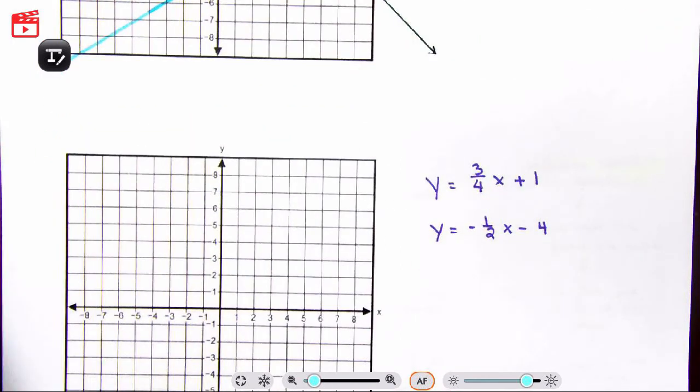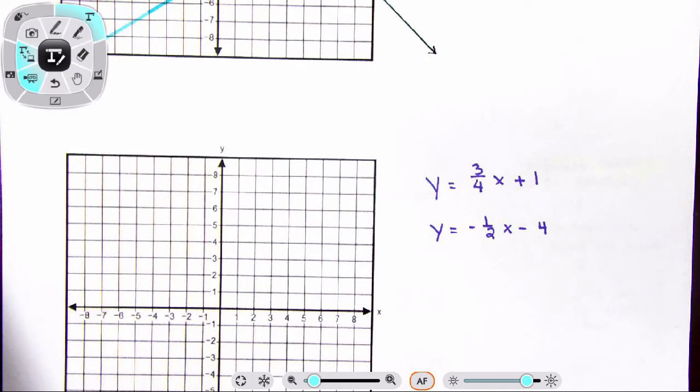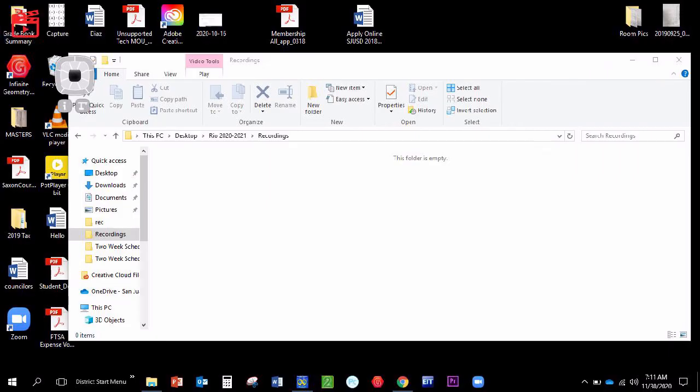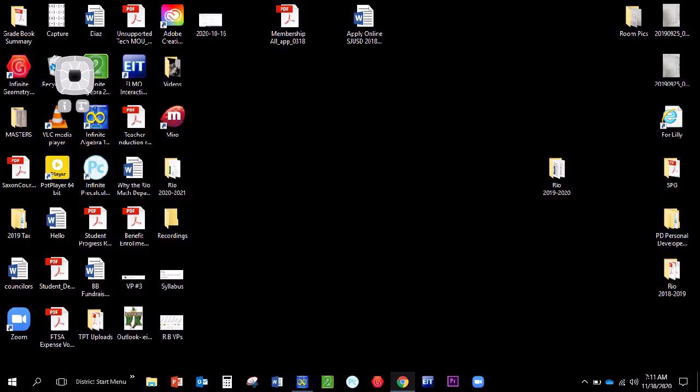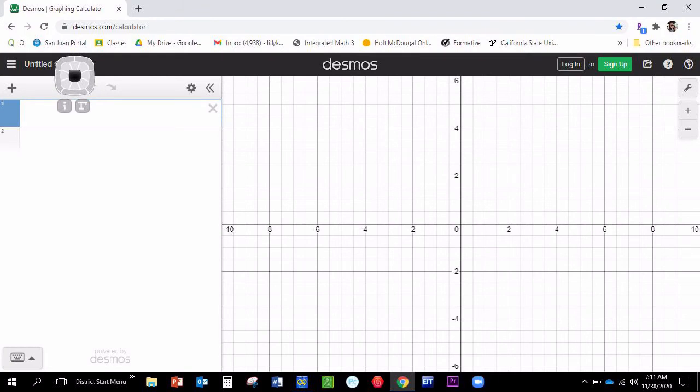All right, let's go ahead and do a secondary example. Here's my second example, but this example, I'm going to try something new. I'm going to show you. Let me change that out. And we're going to go to Desmos. Now, Desmos is a graphing tool online that you can just Google, and it will bring you up to here.